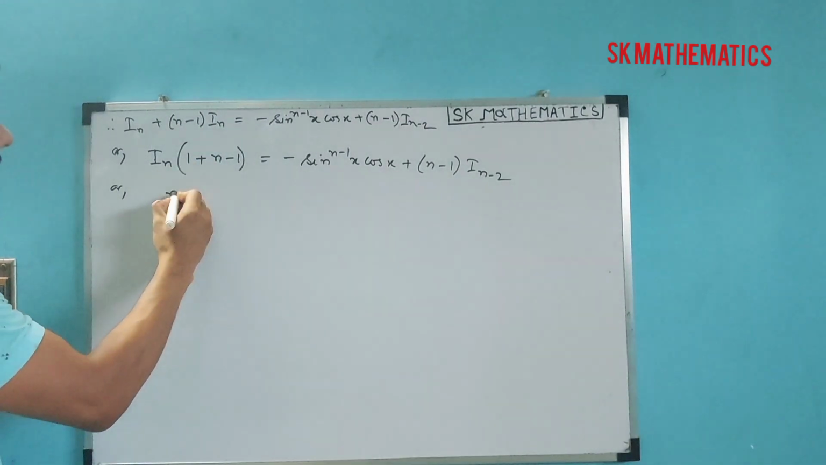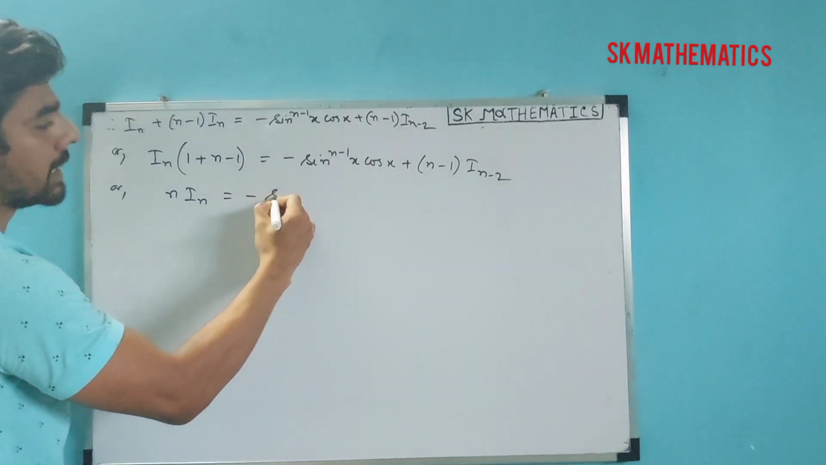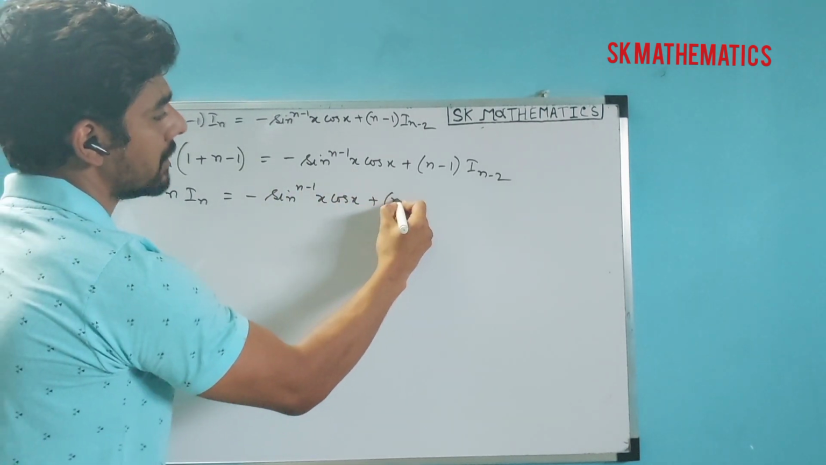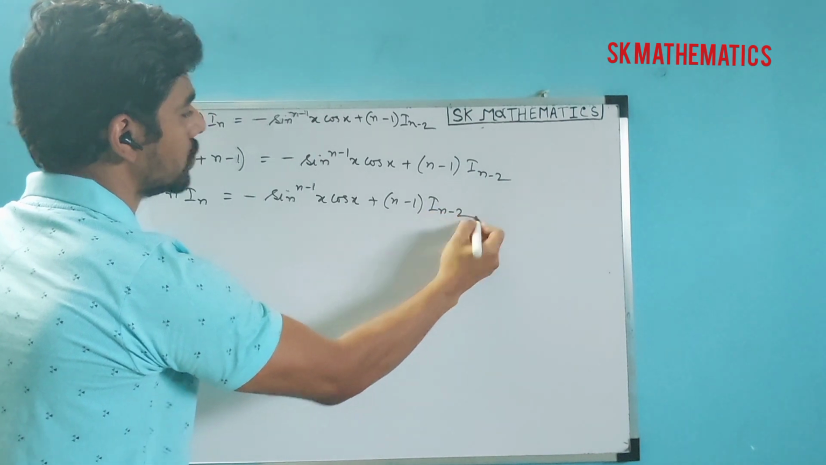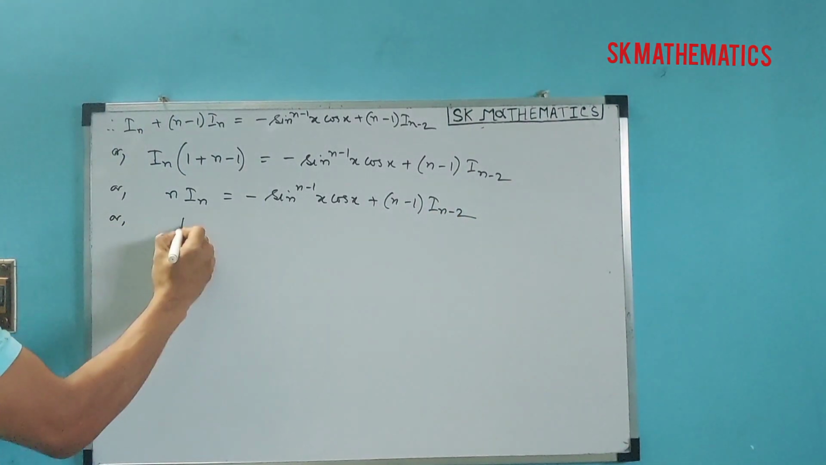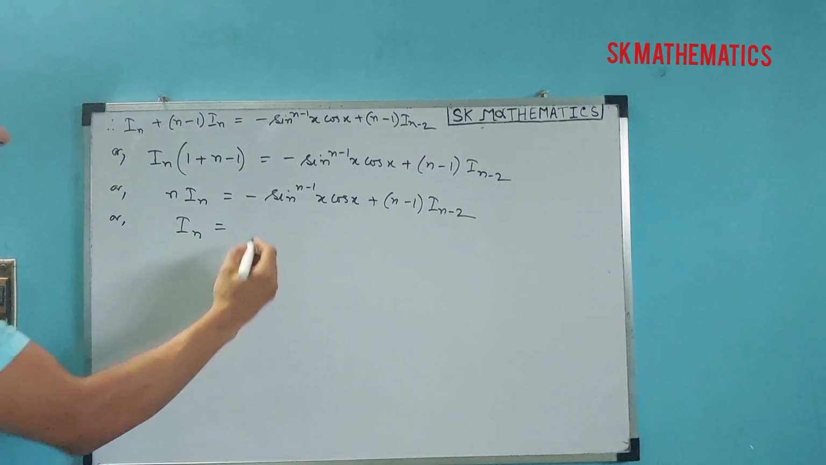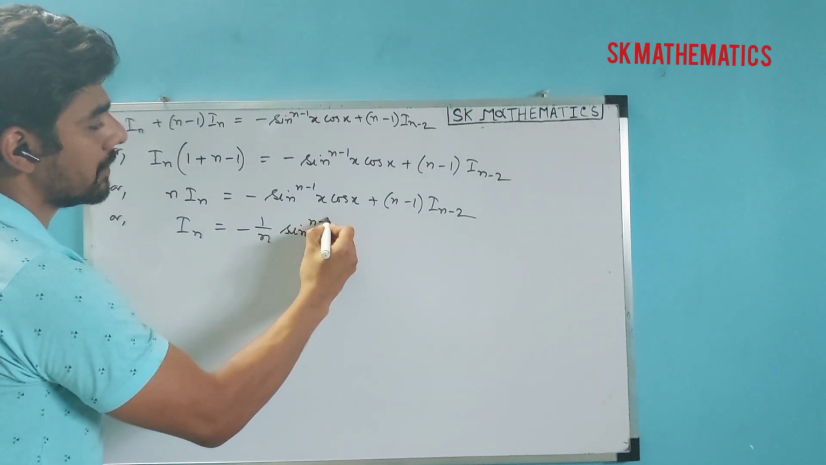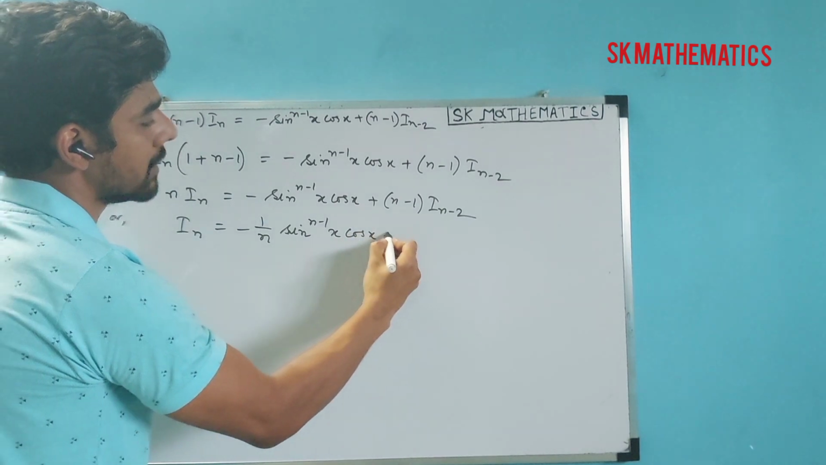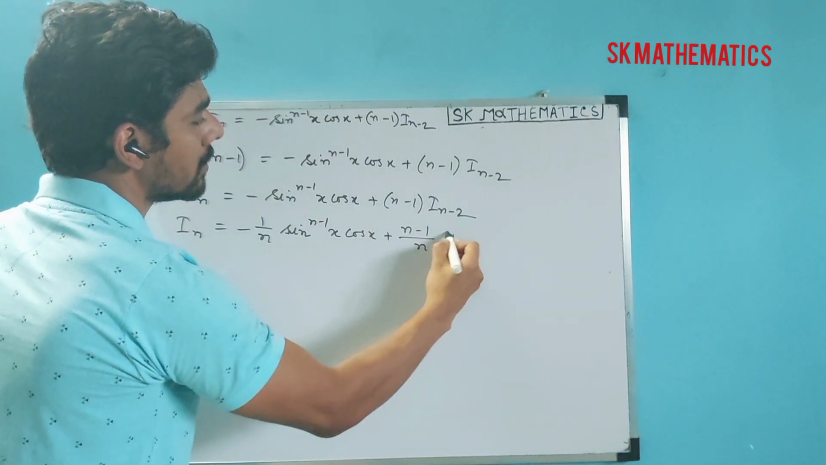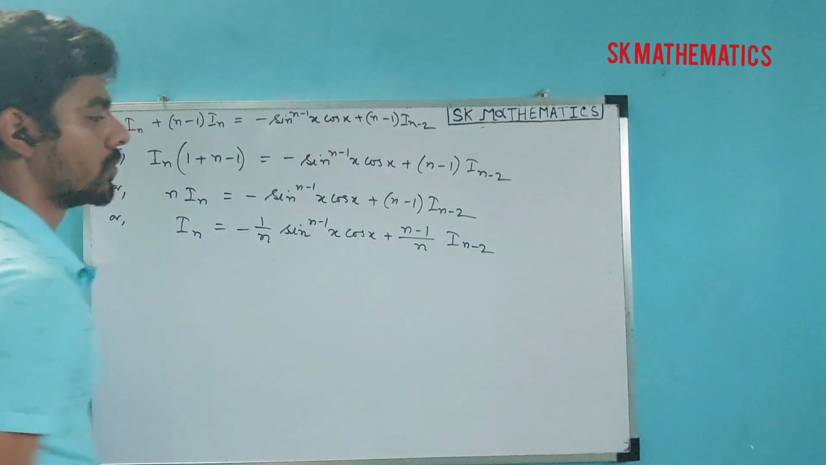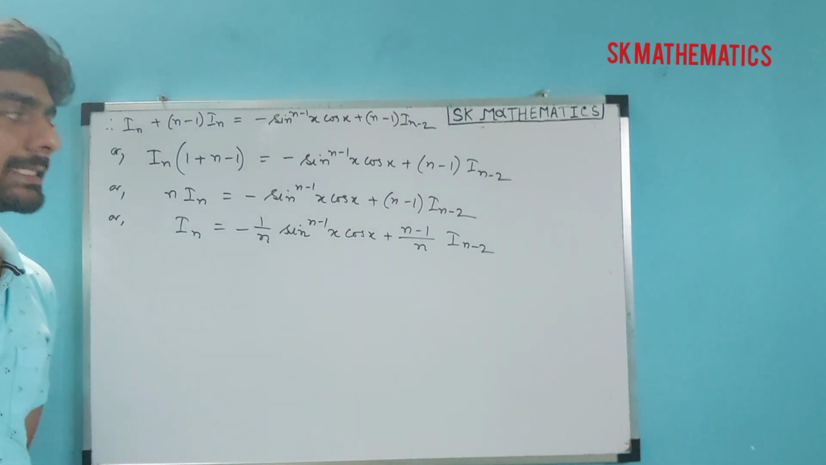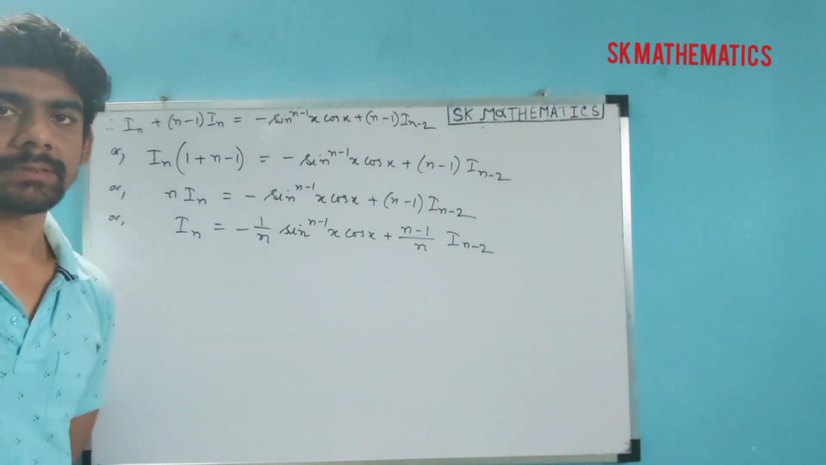Now n into I_n is equal to, as it is, minus sin^(n-1) x cos x plus (n-1) I_(n-2). So I_n, dividing by n, we will get minus 1 by n sin^(n-1) x cos x plus (n-1) by n into I_(n-2). So we will get the integration of sin^n x dx in this form.